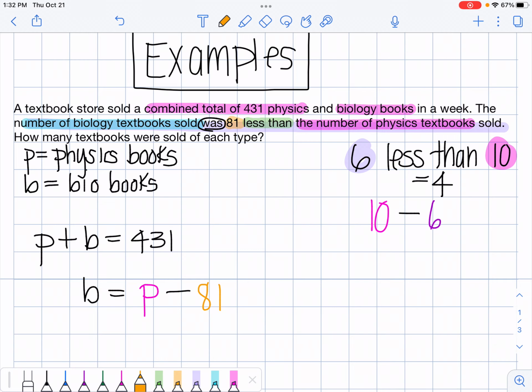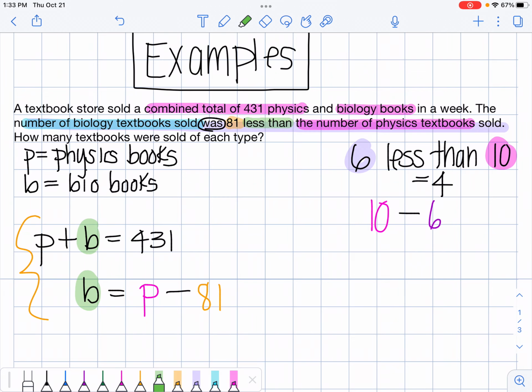Now, I look at this. Here are my two equations for my system of linear equations. And I ask myself, what's the best method to solve these? Well, I'm going to choose substitution. Why? Because this second equation here is already solved for a variable. So I know that b is equal to p minus 81. And here I have a b.